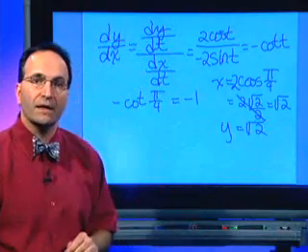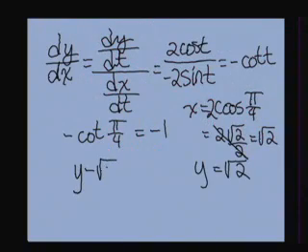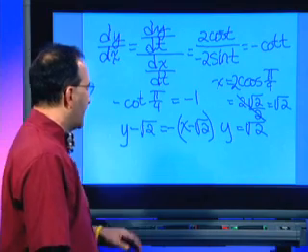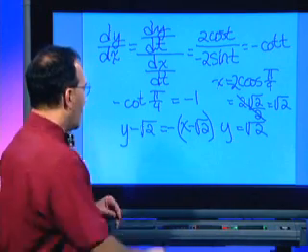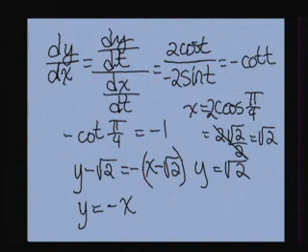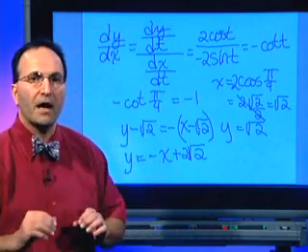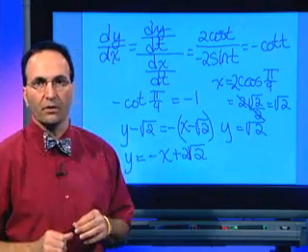So now we have a point that we can plug into the point-slope formula and say that the equation is y minus the square root of 2 equals negative times x minus the square root of 2. And we can simplify that a little bit and say that y is equal to negative x and then plus 2 square roots of 2. And that's the equation of the tangent line of the parametric curve where t is equal to pi over 4.